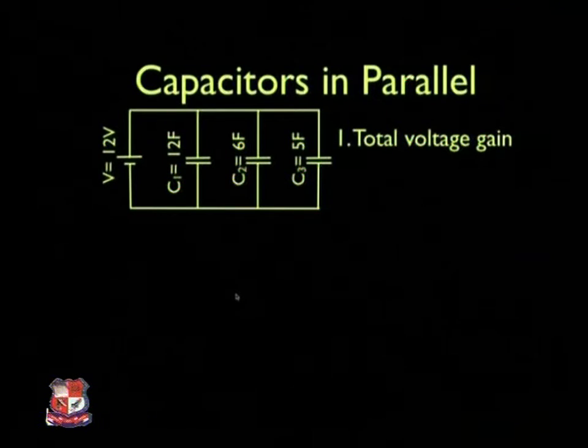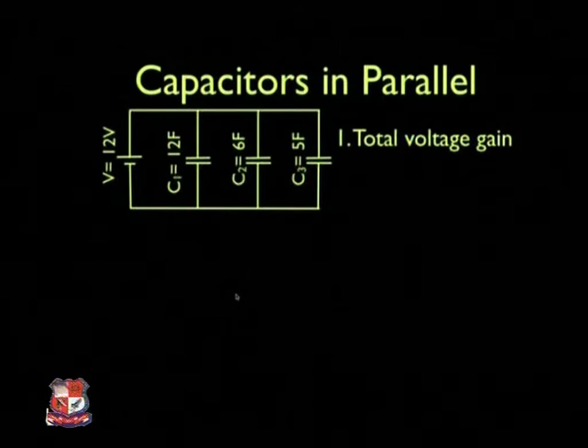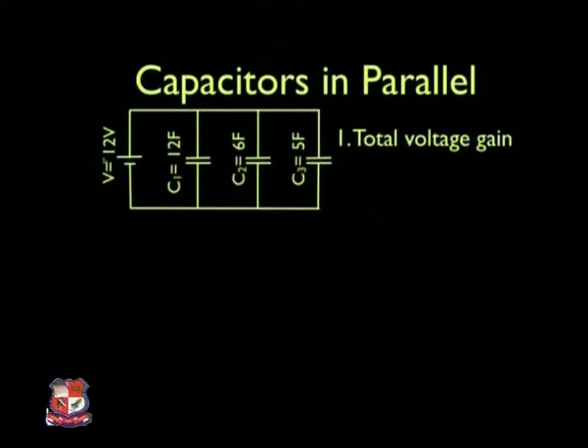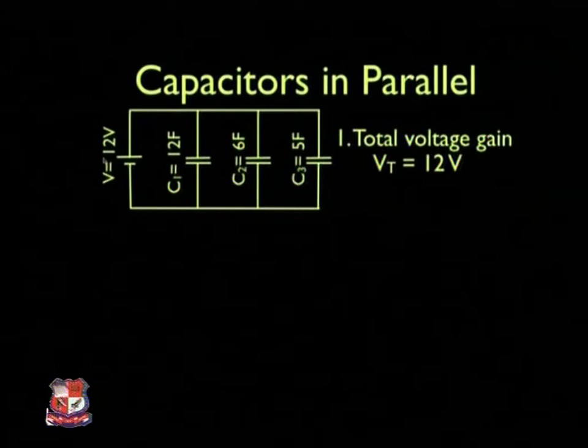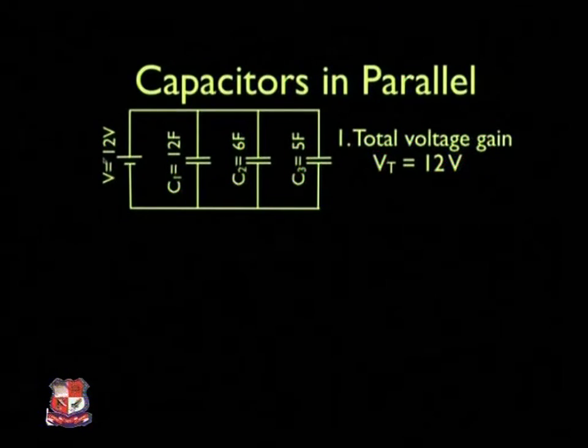Okay, the total voltage gain. That should be relatively straightforward. We have one battery over here. We have a 12-volt battery, and so the total voltage is 12 volts. Okay, so that's not that hard.